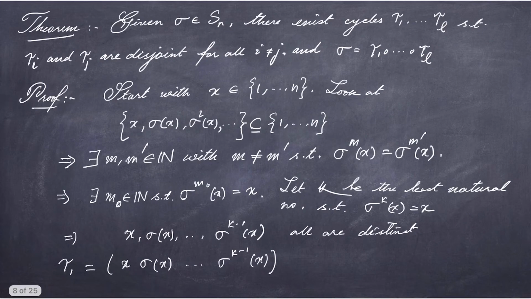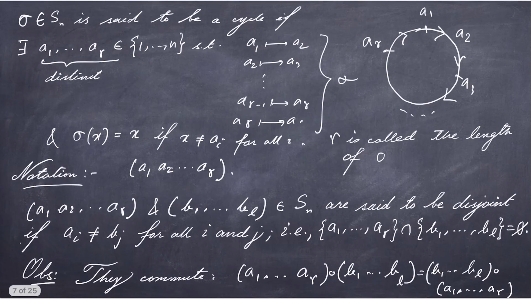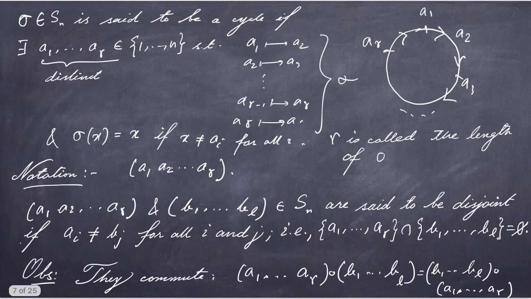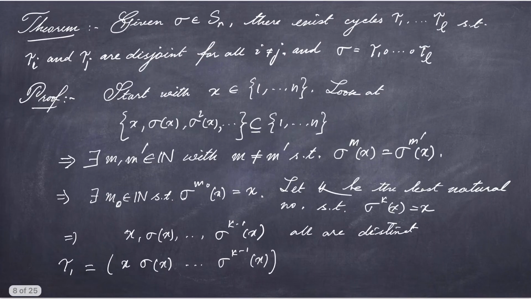Okay, so now let's come to the main theorem. Let me first explain. First we defined a permutation of a set X, and in particular specialized that to 1 up to n. Then we defined the cycles. Now we are going to see that the cycles play the role of building blocks. The cycles play a fundamental role in the permutations.